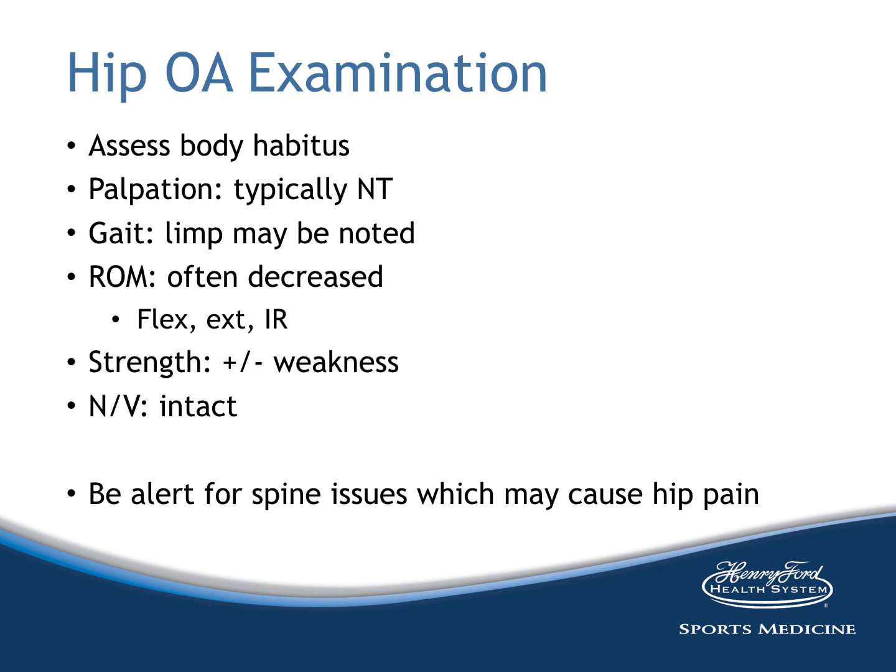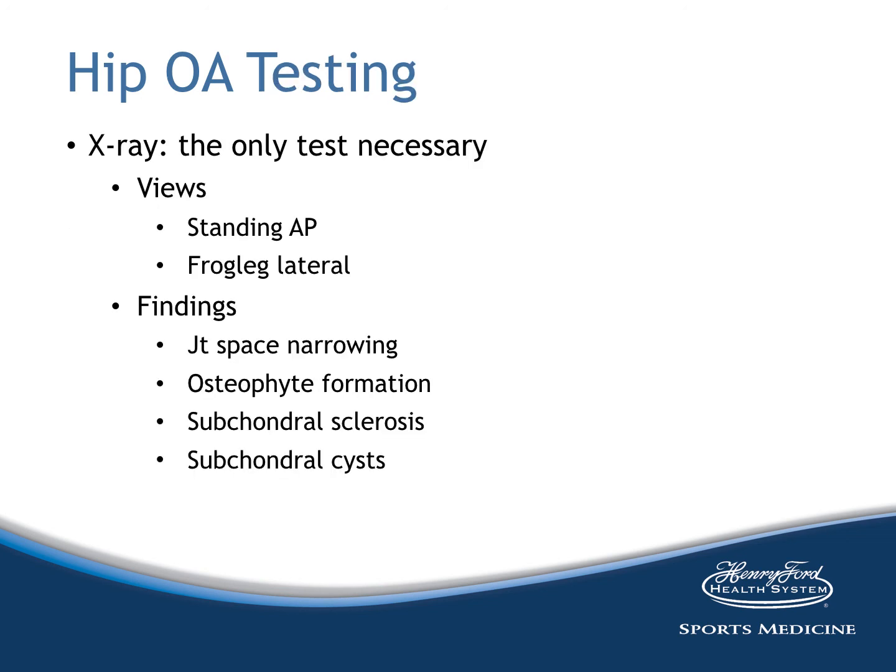The slide is having a problem advancing right now, so hopefully that'll click in just a moment. The findings that we typically will encounter include joint space narrowing, osteophyte formation, subchondral sclerosis, and subchondral cystic formation.